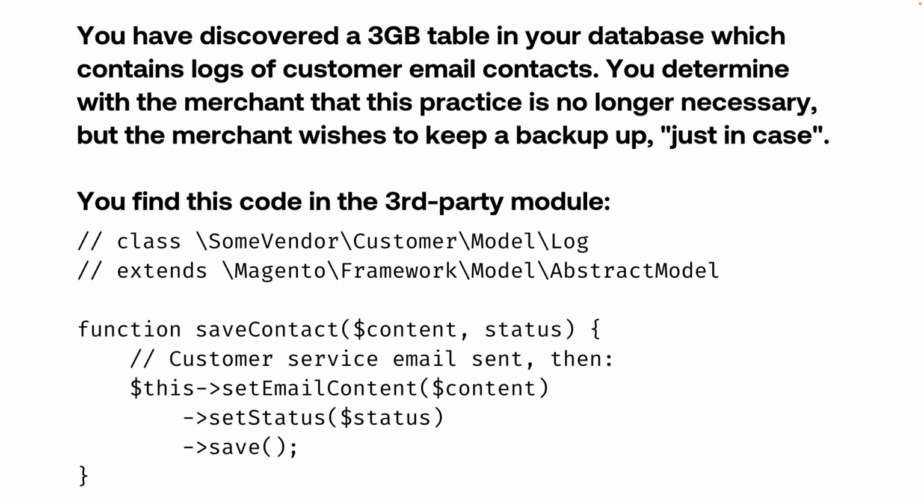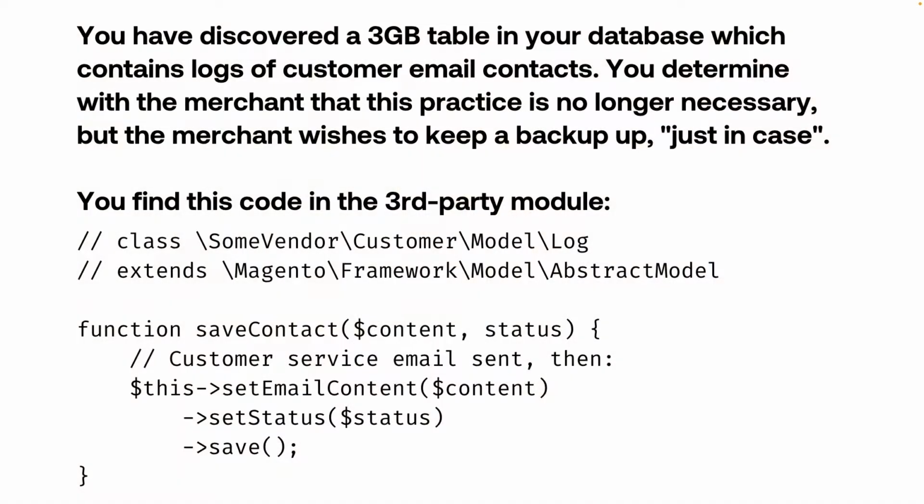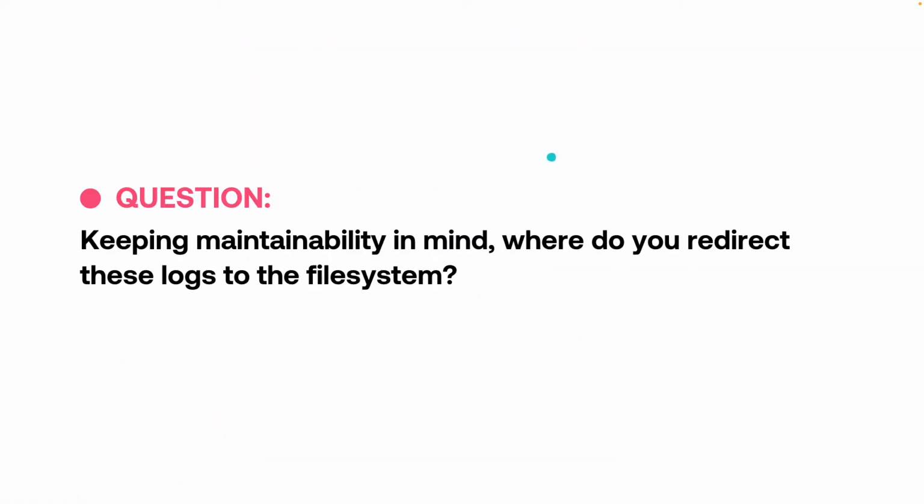You'll find this code in the third-party module. All right, here's what this is. So we have our class, and then we have extends, and then our save contact method, and set email contact save. So this is what we found in a third-party module. To be very clear, neither you nor me wrote this code. This is not something we would have written, but we found it, and so we kind of have to live with it. So let's see what the question is here.